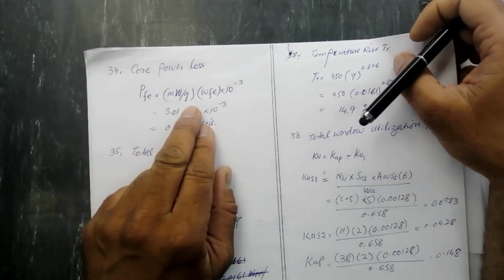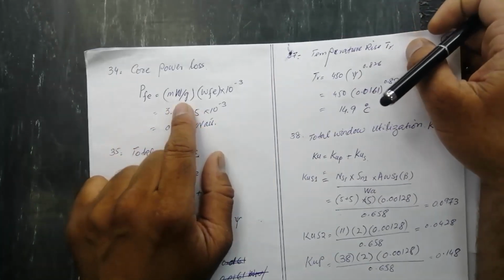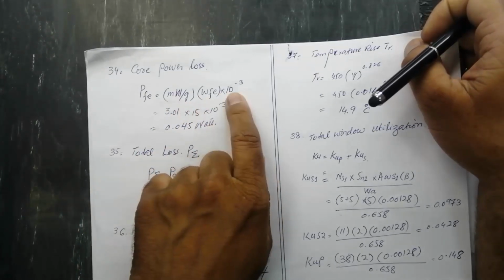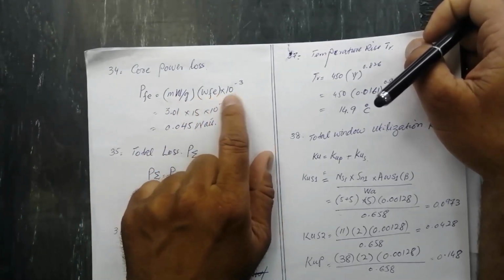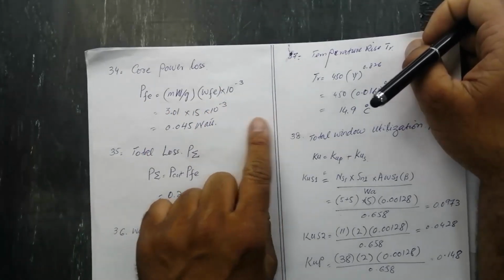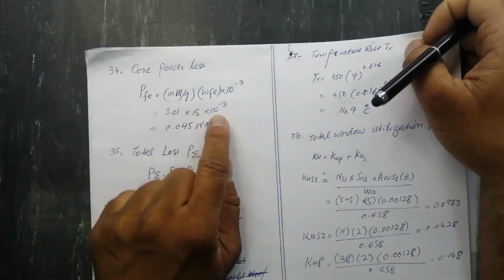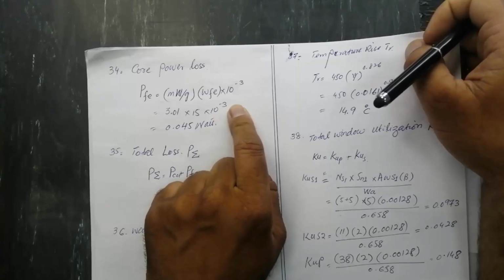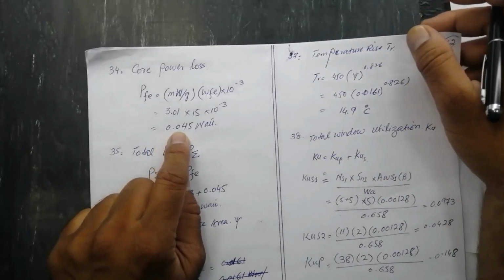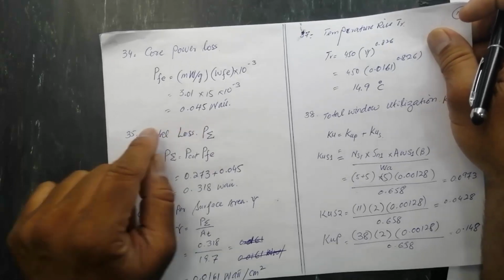milliwatt per gram, that was copper loss. And here it is core loss. Core loss MWG times WFE, weight of ferrite core, 10 raised to power minus 3, milli to watt: 3.01 multiplied by 15 gram multiplied by 10 raised to power minus 3. It is to convert into wattage. It is 0.045 watt. So now we will calculate total losses.